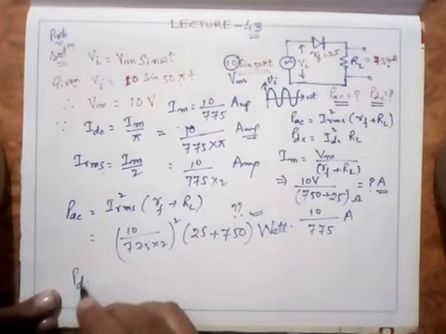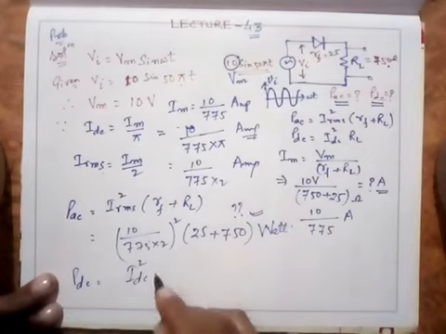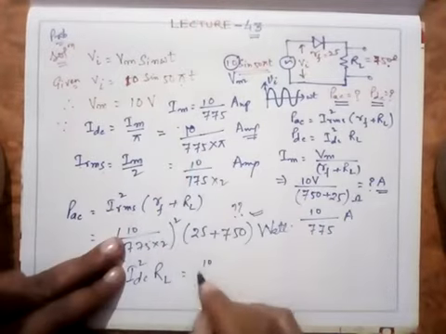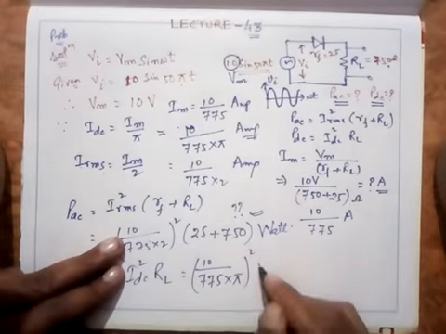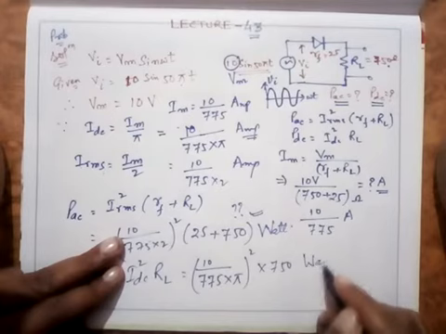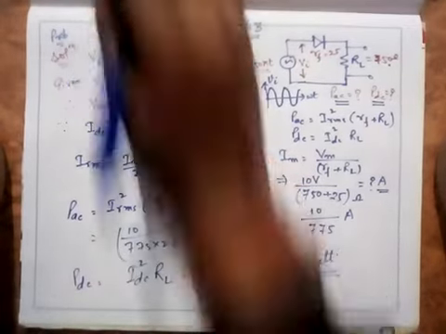And of course, the value of PDC is equal to IDC square into RL. IDC you have just calculated. IDC is equal to 10 upon 775 into pi, Im by pi, whole square of this into RL. RL is 750. This much watt will be your answer. So I hope that this numerical is clear to you. Next problem, let's deal with the next problem, which says another figure is given to you.